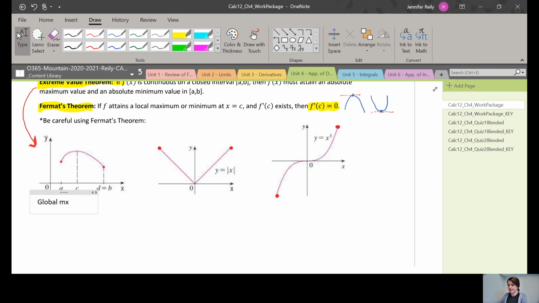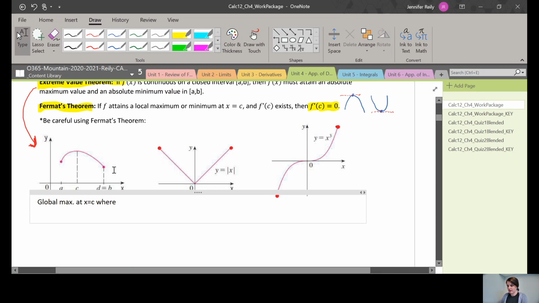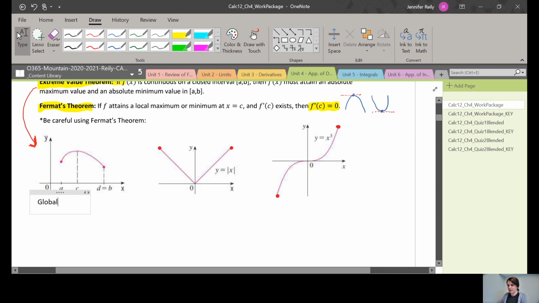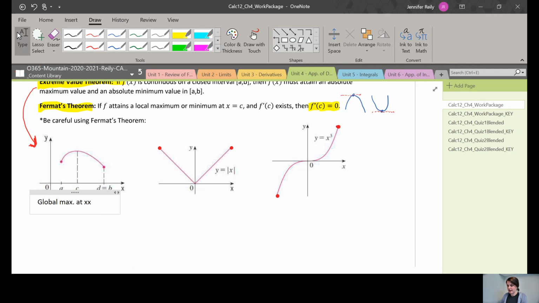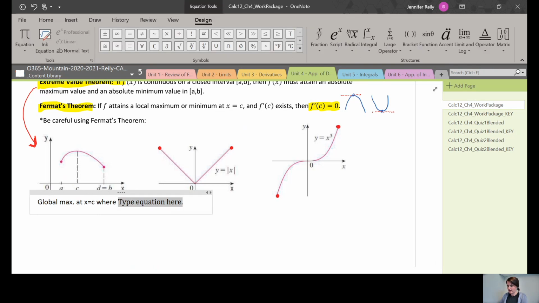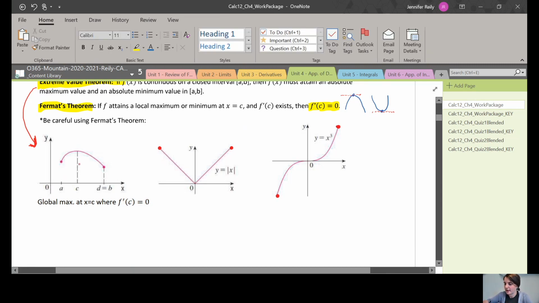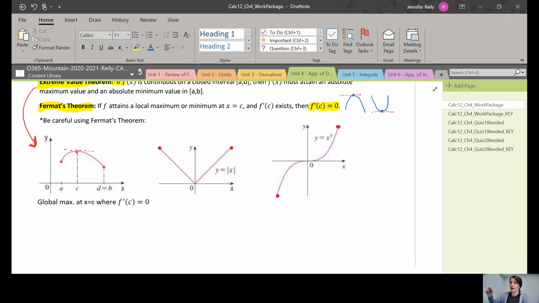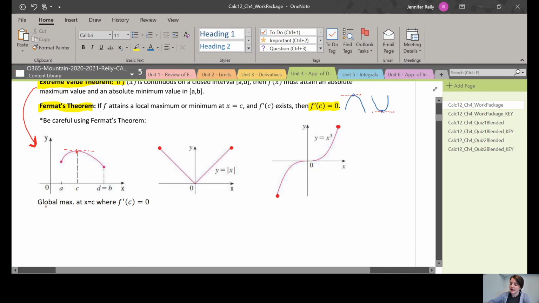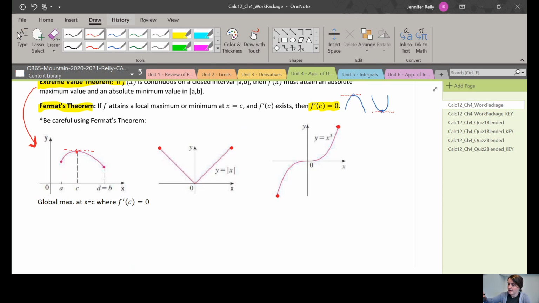Sorry, maximum. Global max at x equals c, where f prime of c equals 0. So look at this point x equals c. Its derivative exists. I can draw the slope of the tangent line there. See how the slope of the tangent line is 0? It's a flat line, right? So this would be one scenario. This is one way we're going to be able to find our minimums or maximums, is that the derivative is going to be 0.